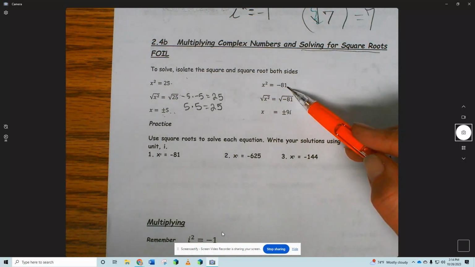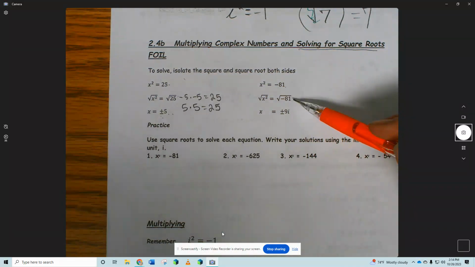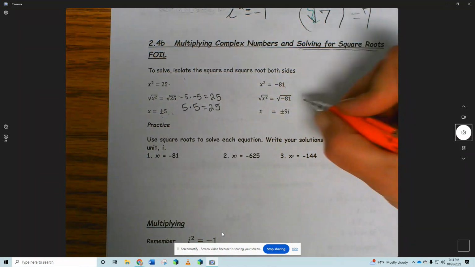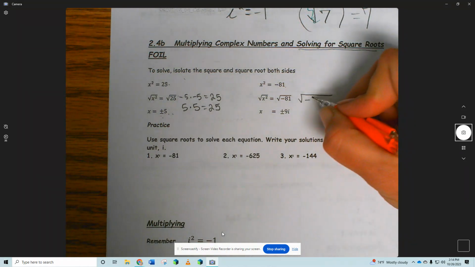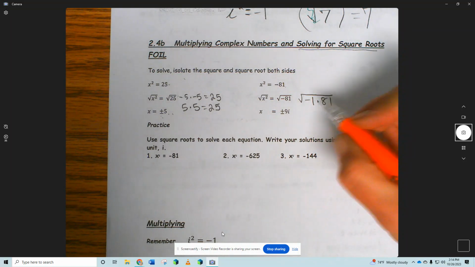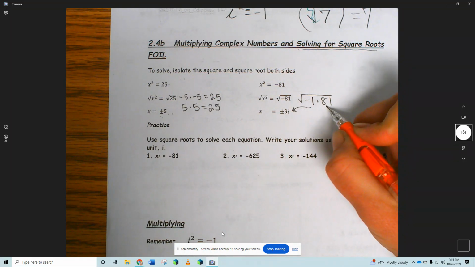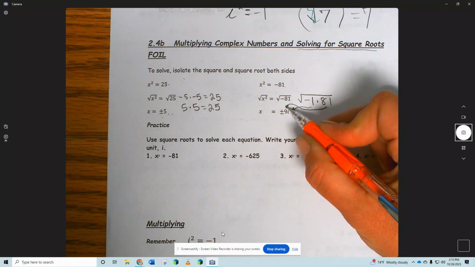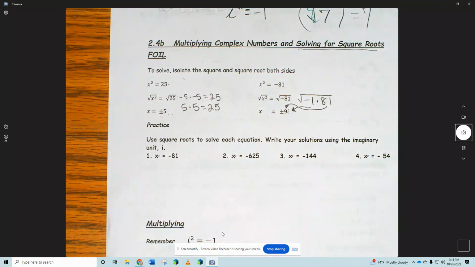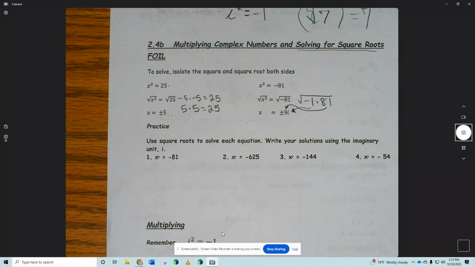On x squared equals -81, I square root both sides. And this is going to be -1 times 81. -1 is the i. The square root of 81 is the 9. So that's how it becomes plus or minus 9i.